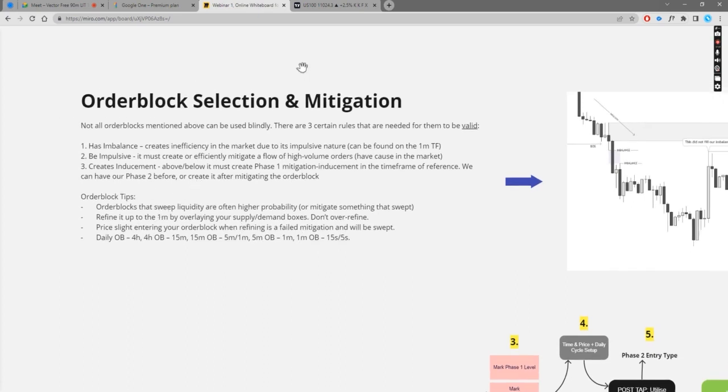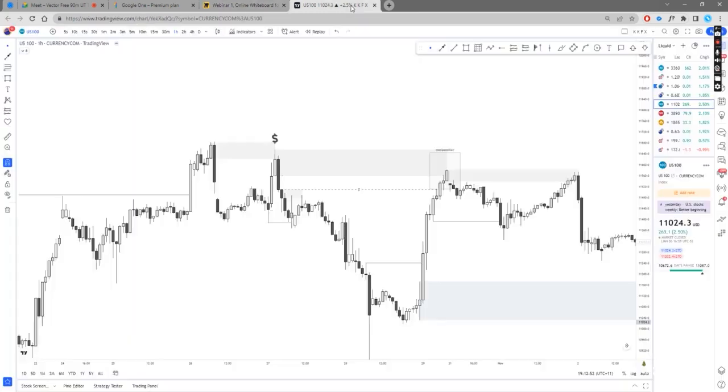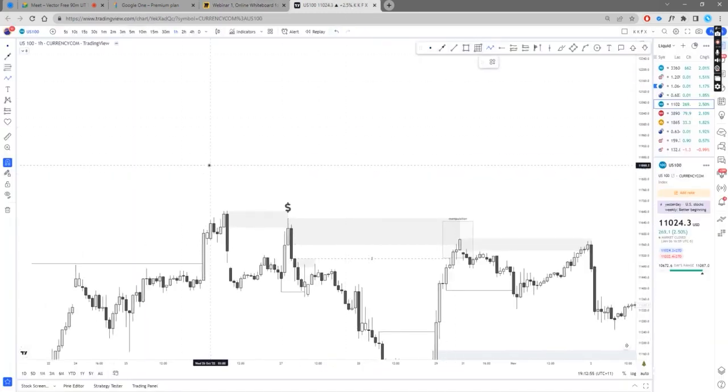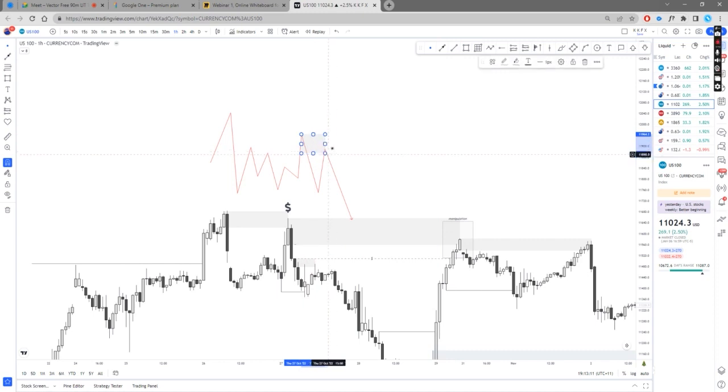And there's some order block tips as well that are really beneficial. So order blocks that sweep liquidity are often a high probability. So let me just reiterate why this happens. So if we have a big move like this, and then we have something like this, okay? If we're taking this liquidity here, we're sweeping, and then we have this order block that forms here, which is a playable sell from here, for example.